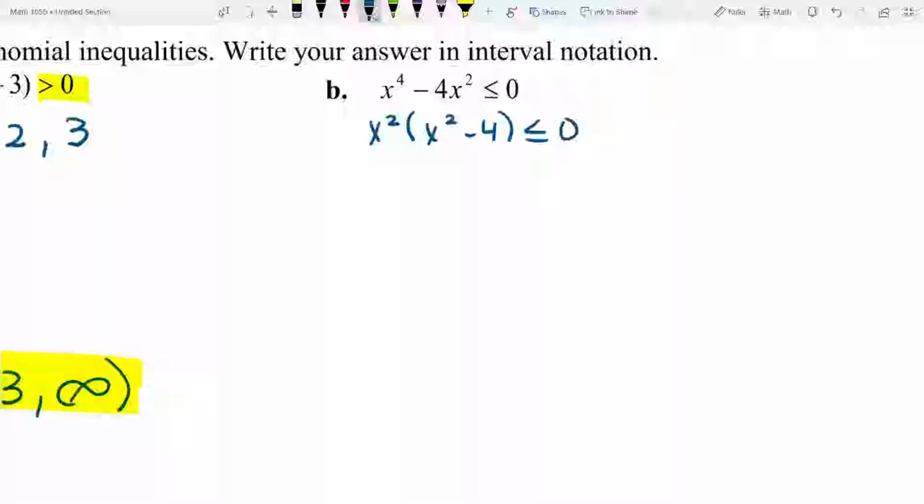Am I fully factored? No. So now I've got the difference of squares. So that is x plus 2 times x minus 2, like that. Tell me what to do now.